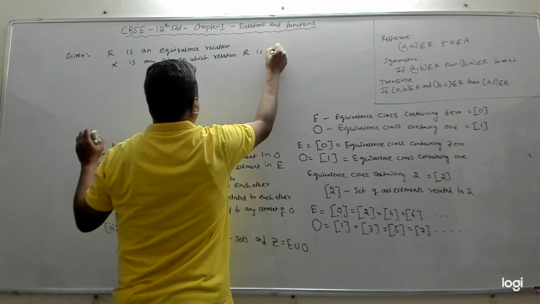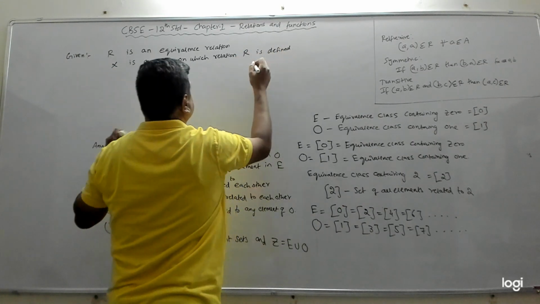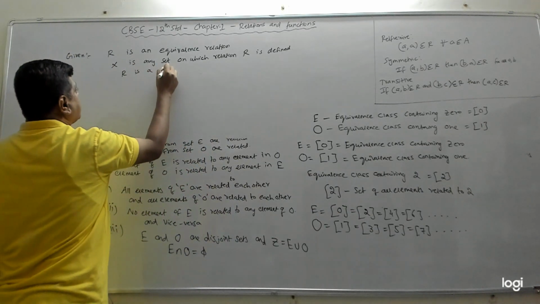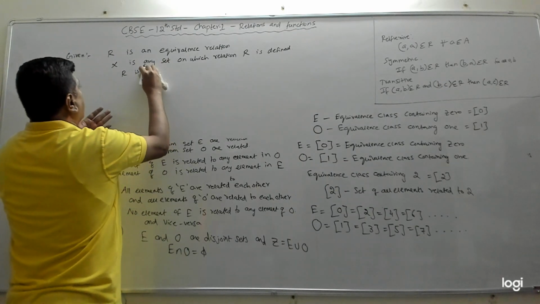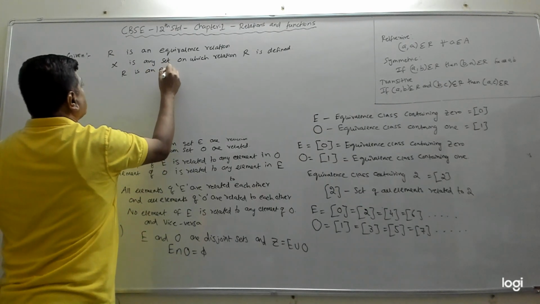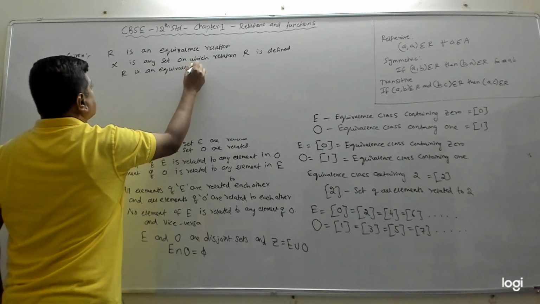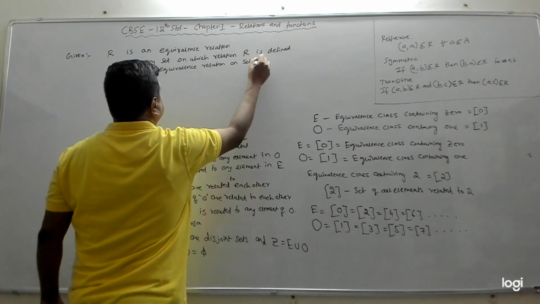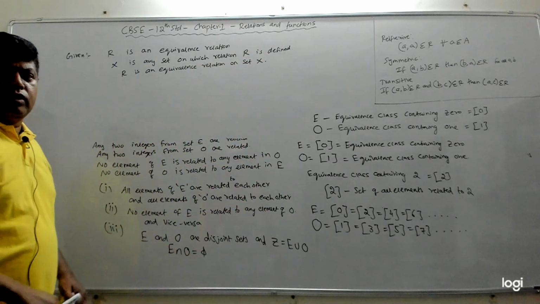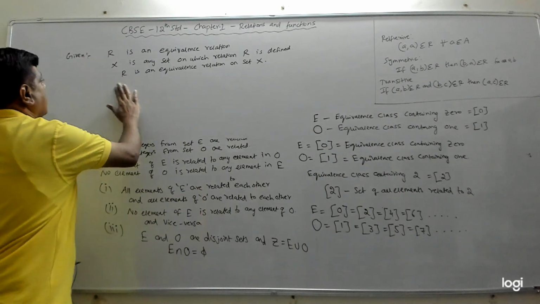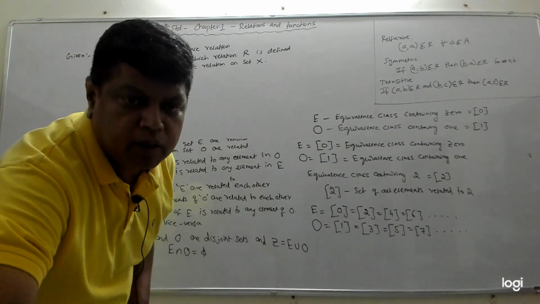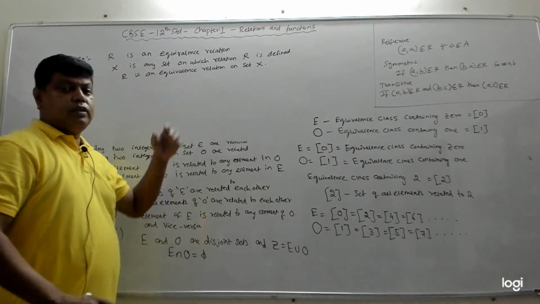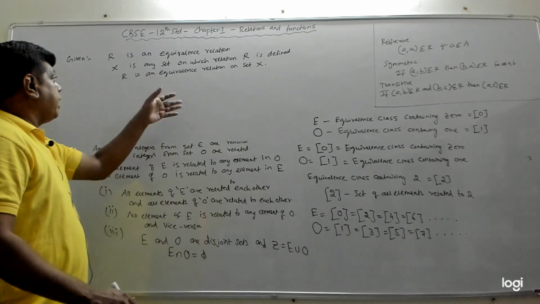R is defined, which means R is a relation on set X, which means R is an equivalence relation on set X. Fine. R is an equivalence relation on set X.